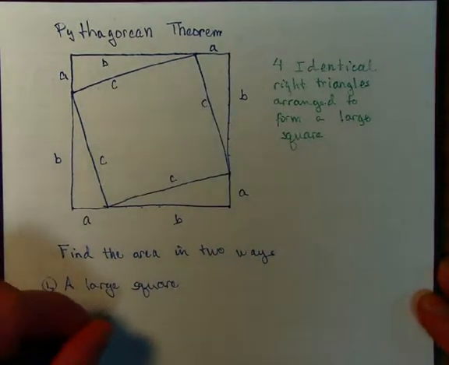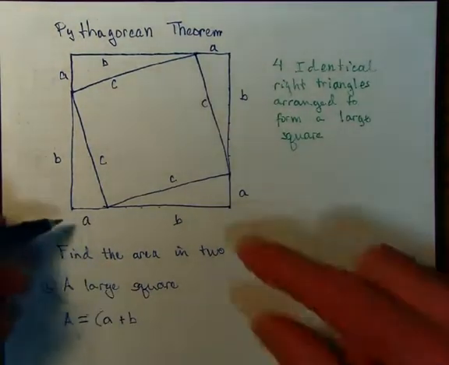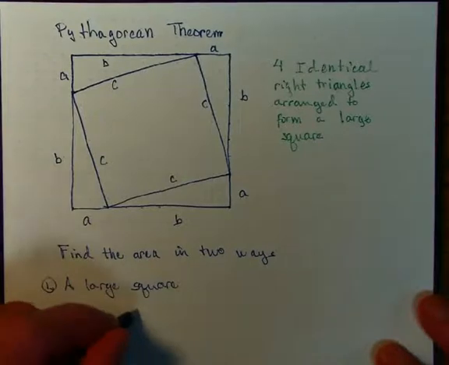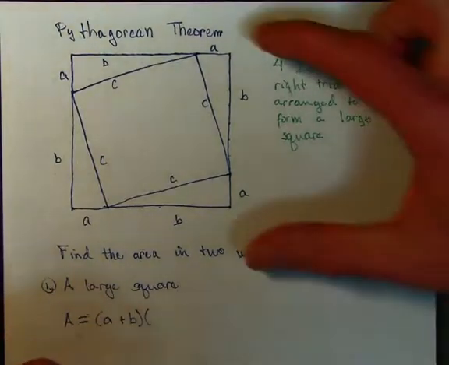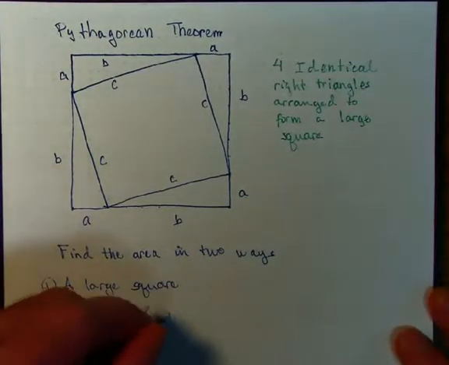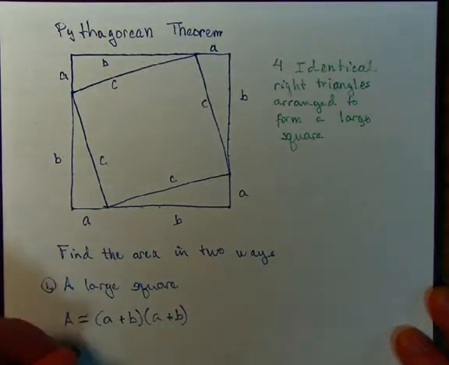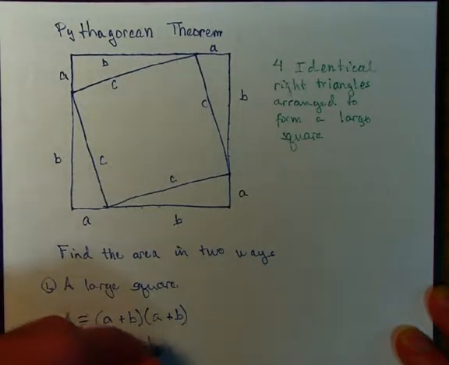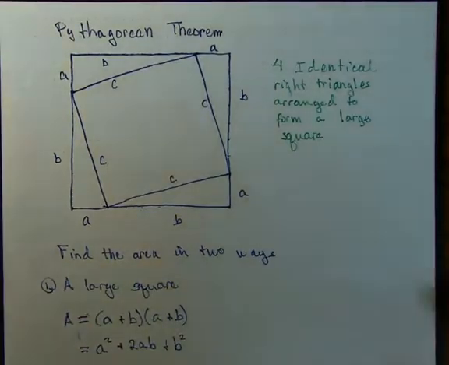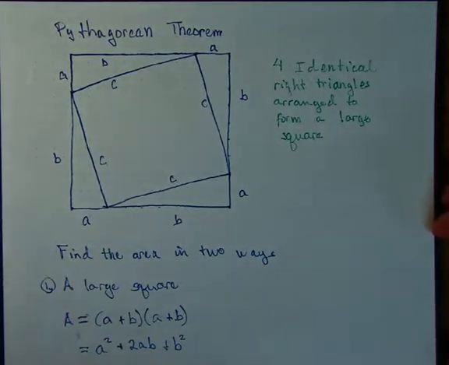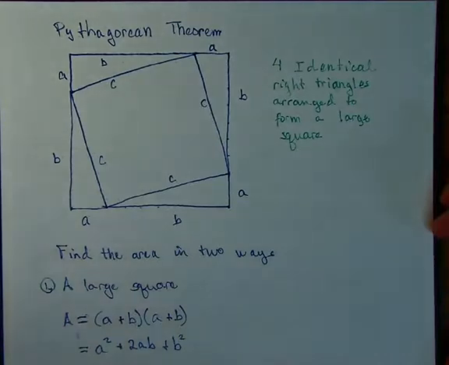So that'd be A plus B, the total length of the base there, times A plus B. And if we do a little algebra, we distribute and combine like terms, we'd have A squared plus 2AB plus B squared. So that's one way to look at the area of this figure.